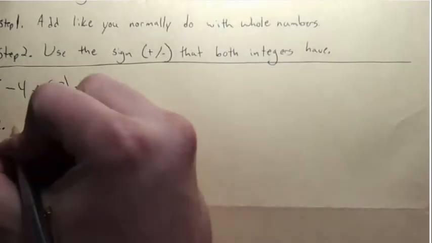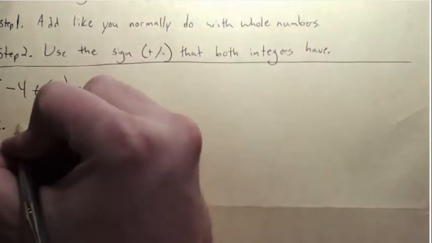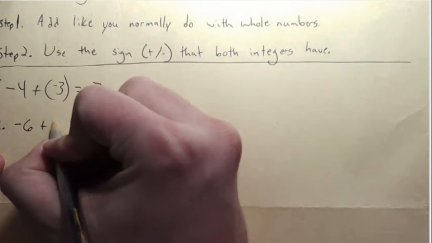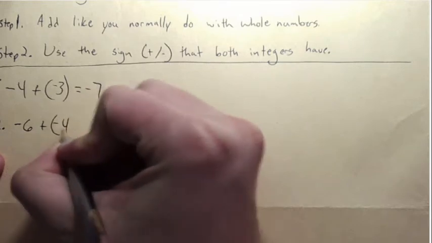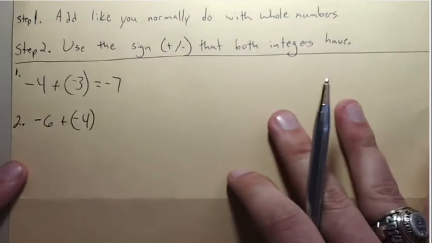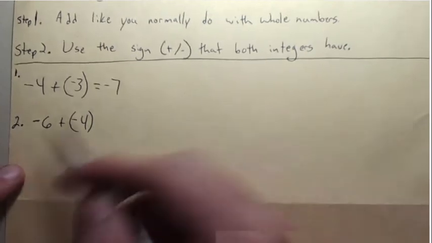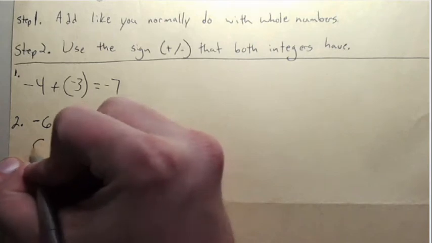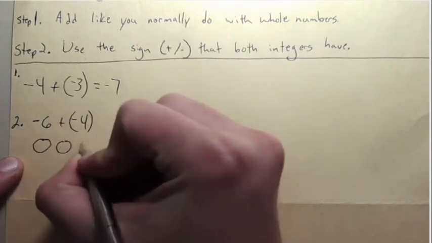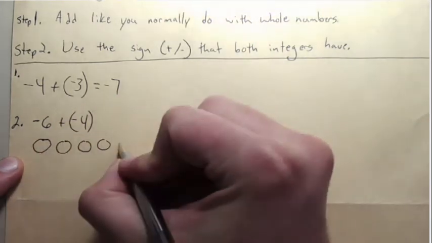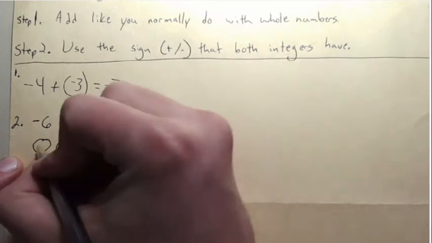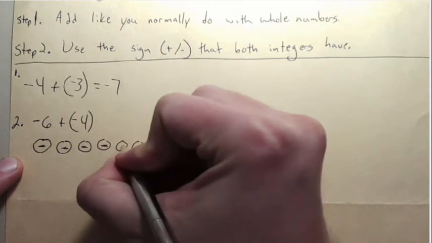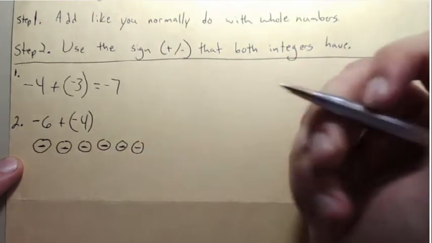Alright, question number 2. We're going to have negative 6 plus negative 4. Now this one is going to be a little bit more beneficial for you guys at home tonight that don't have the counting chips. So what we'll do is we're going to draw 6 circles to represent our first number. And I'm going to put a negative sign in each one of those to represent that they are negative.